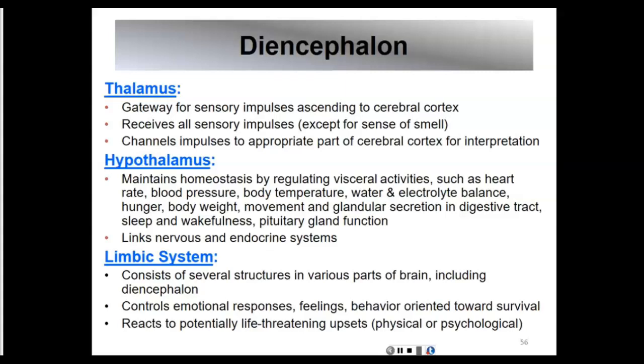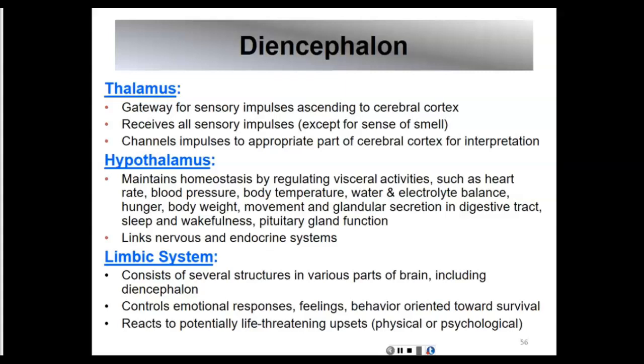The hypothalamus is your homeostasis mechanism. That structure is helping regulate all of your visceral activity, such as heart rate, blood pressure, body temperature, water, electrolyte balance, hunger, weight, movement, glandular secretions, sleep, wakefulness, and pituitary function. So pretty much most all your activity is going to be maintained by your hypothalamus. It's going to make sure that everything is set at certain levels so you have a homeostatic, balanced body. This also links your nervous system and your endocrine system together.